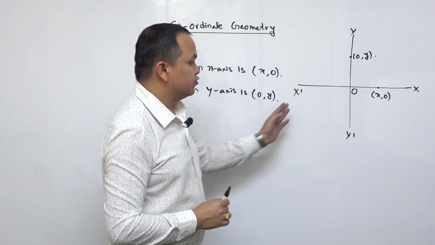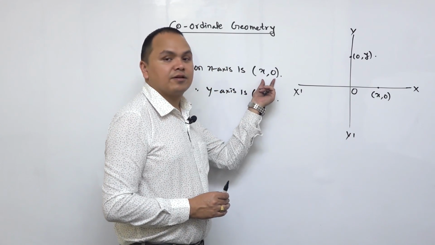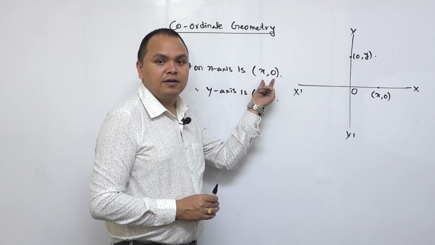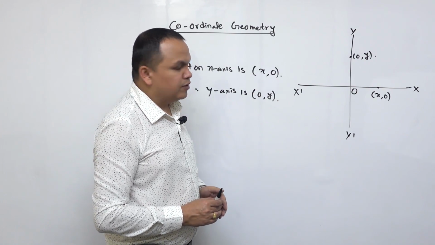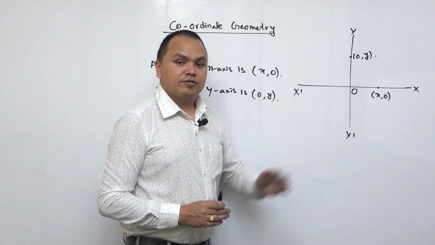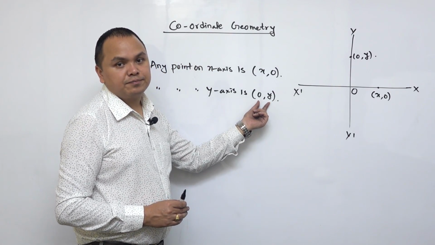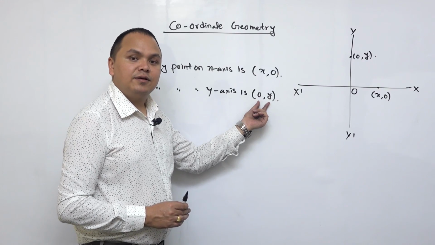x-axis को जुनसुकै point को y को भ्यालु 0, so we denote it by (x, 0) or (a, 0). Similarly, y-axis को each and every point मा x को भ्यालु 0, so it is denoted by (0, y) or (0, b).